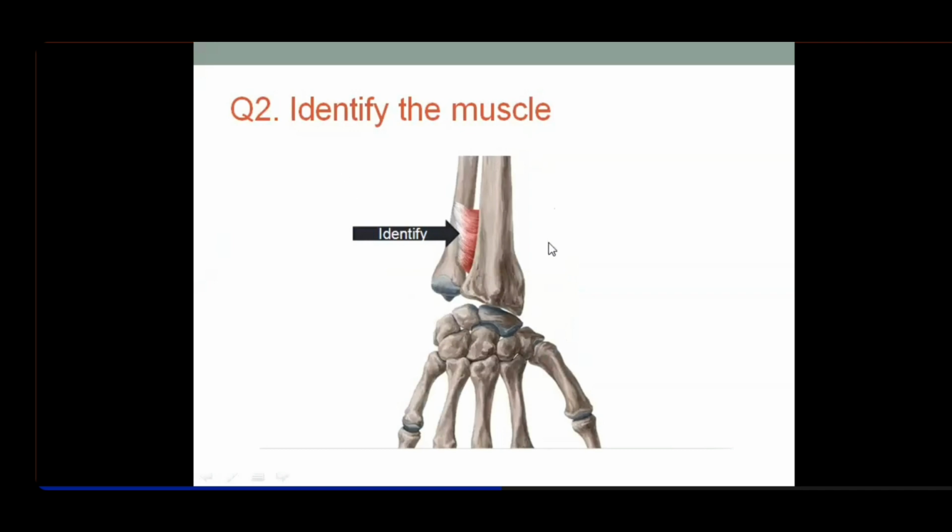Now you need to identify this muscle. Are you all listening? Just raise your hands.